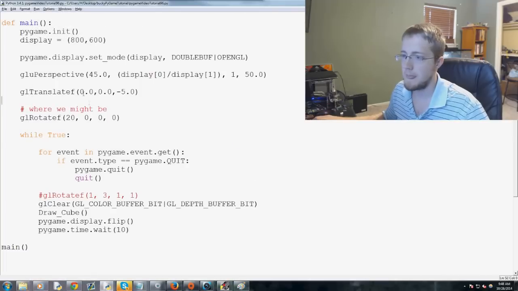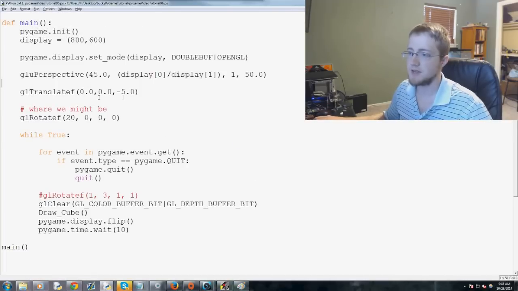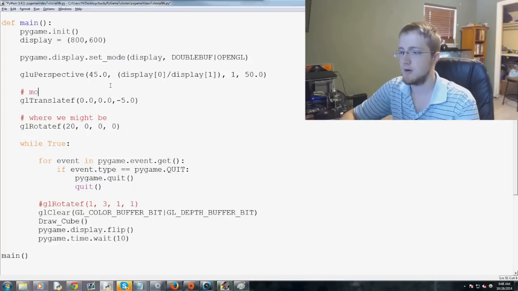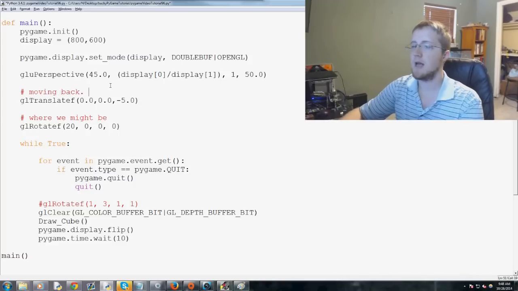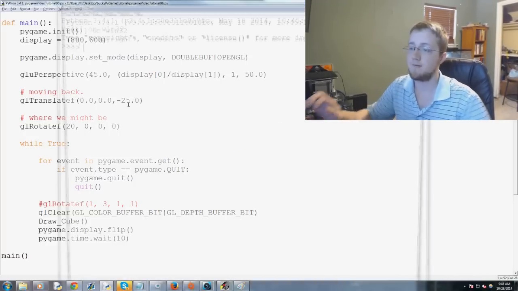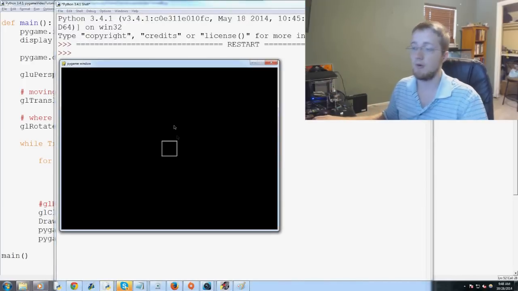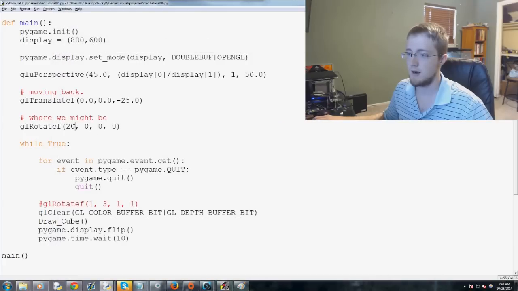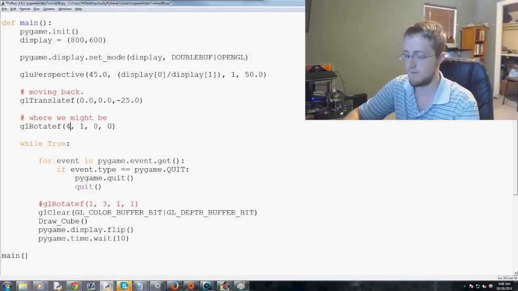Now let's talk about translate. Like I said, this one was moving us back. So let's say we want to do -25, for example. Now we're really far back. There's our cube way back there. Let's make this 40.